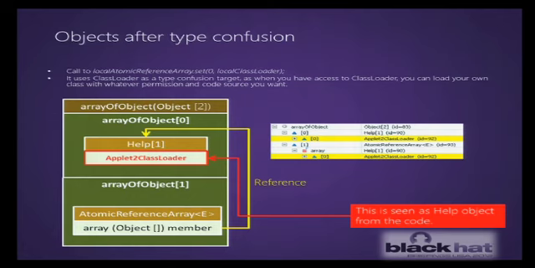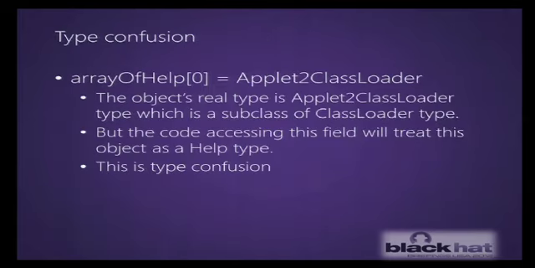Type confusion is not a difficult concept. It is a really easy concept. So help array contains a totally different data type inside it. It should have a help type here, but it has some object that is not in help type. So this is the typical type confusion situation.